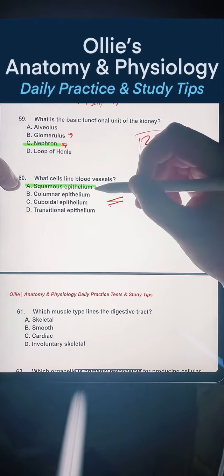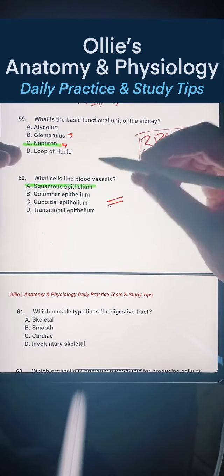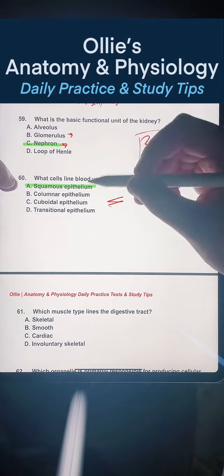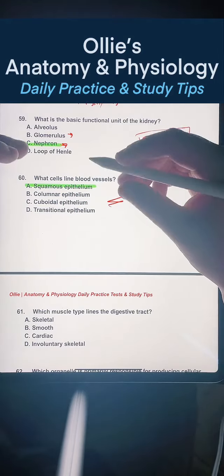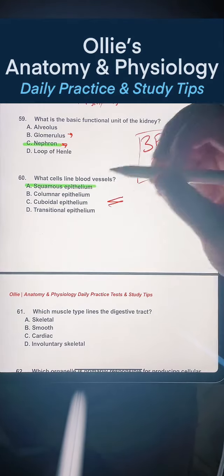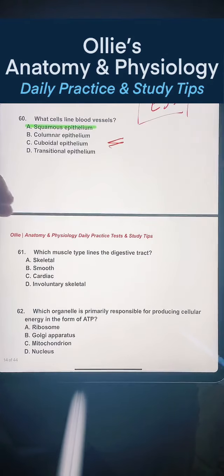But again, we want diffusion with this, and blood vessels function in diffusion of nutrients and waste products. Squamous, great for diffusion. Fantastic. Does that make sense for everybody?